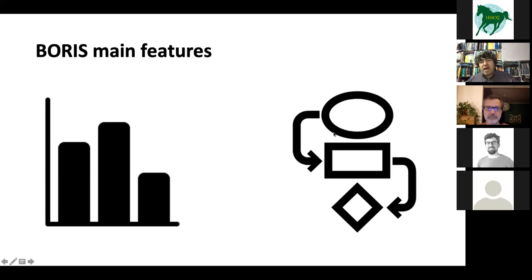And on the other side, BORIS can also be used to produce strings of behavior that can be used to build what is called a flow diagram, or for somebody a sociogram or something like that, depending on the aspects you want to focus on. Okay, so you have two different ideas here, and you can have them integrated in what you're doing in BORIS, and then export the data in one direction and the other direction.